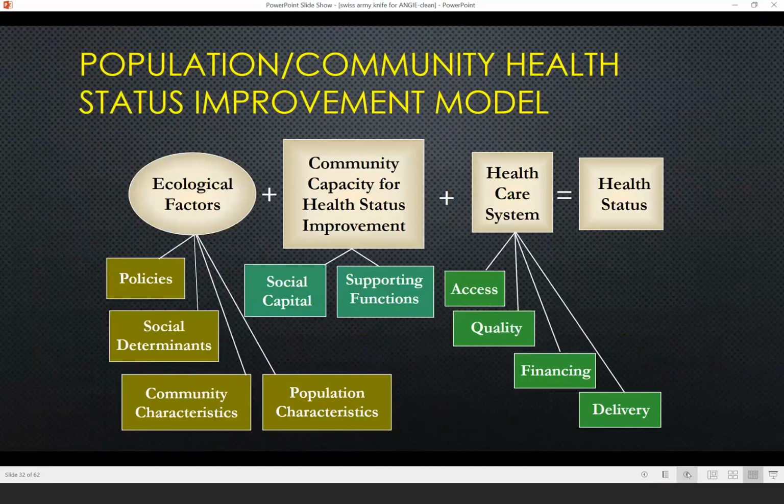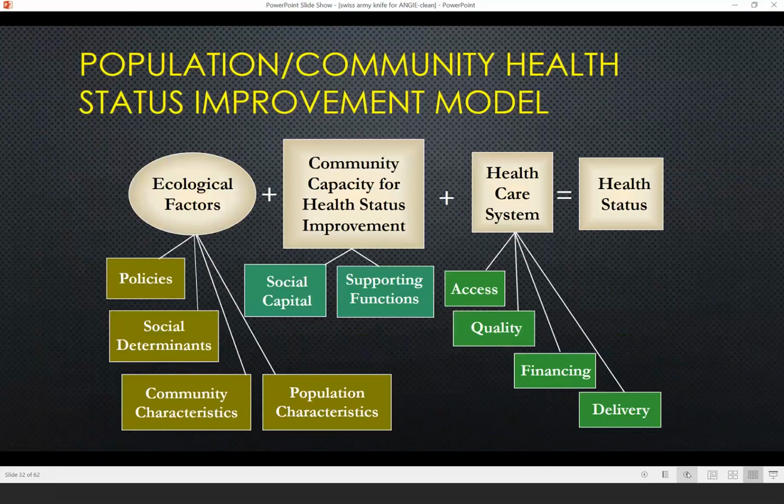There are different elements that we want to examine when we think about population health. On the left-hand side, if you think of this as an equation, all leading to health status on the right, there are environmental or ecological or contextual factors that are everything from policies at the state, local and national level that influence health status. There are all the social determinants we just briefly talked about, but there are also community characteristics and population characteristics.